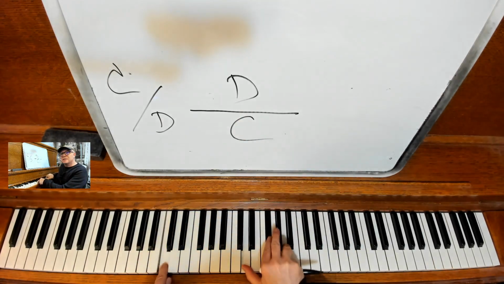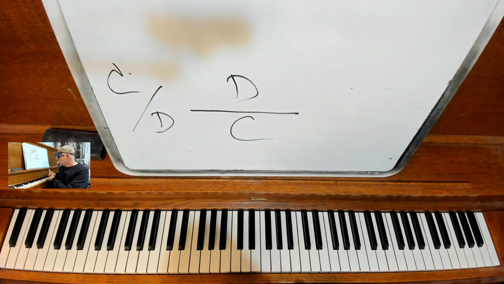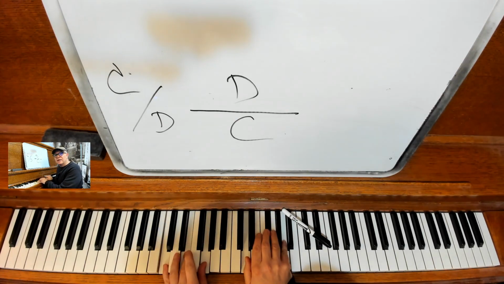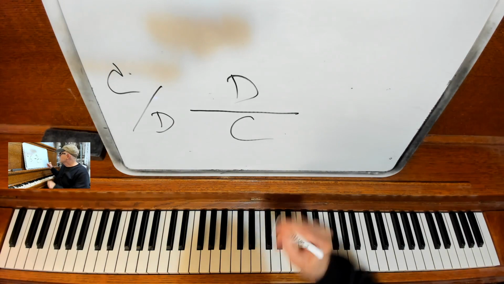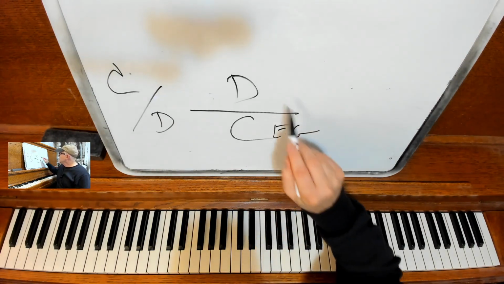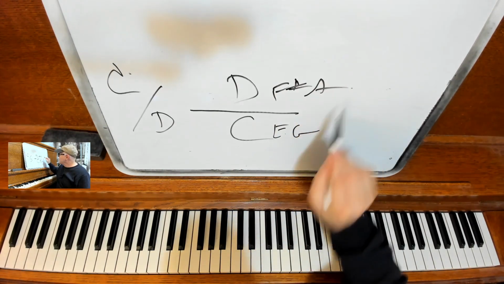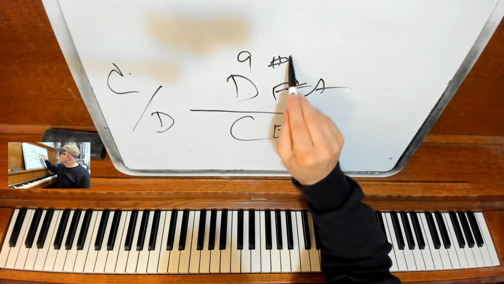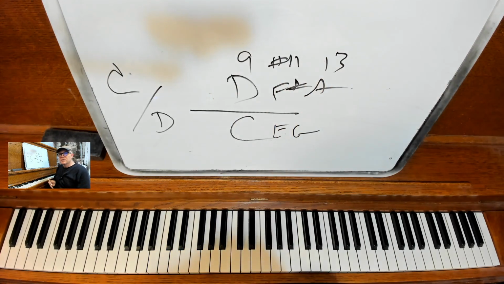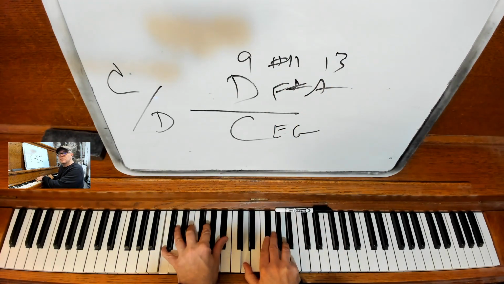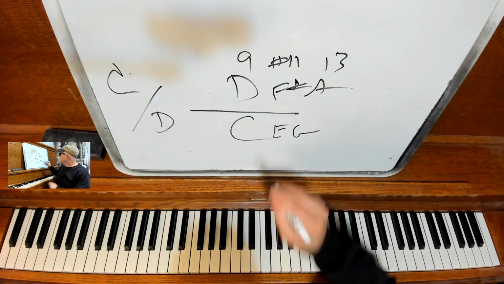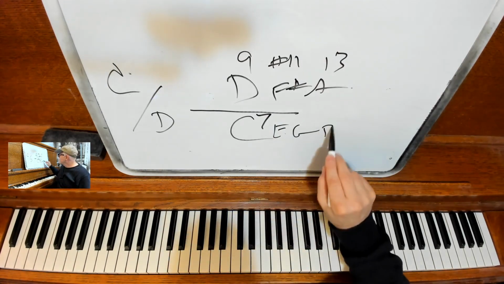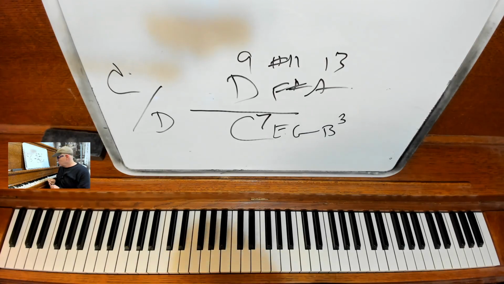This is this. And actually, it's this. It's C, E, G, D, F sharp, A. That's what that is. So that's 9th, sharp 11, 13. You do see that. And sometimes you might even see C7. So the C7 would have the B flat in it, right? And you might see that.